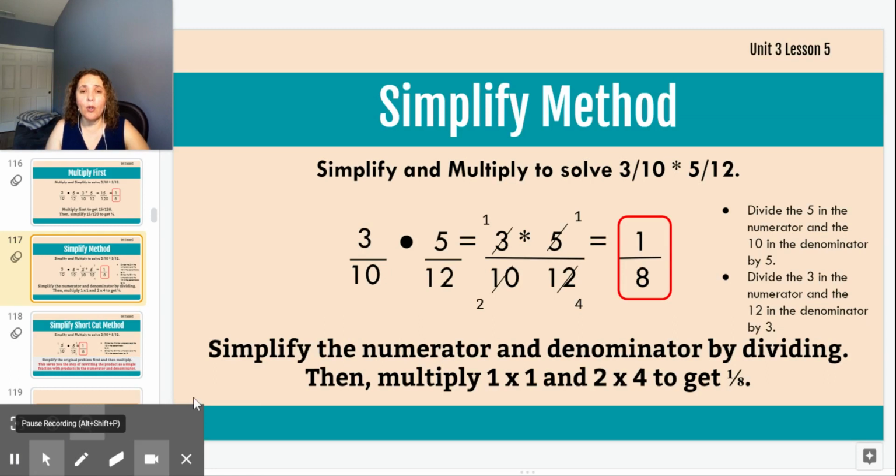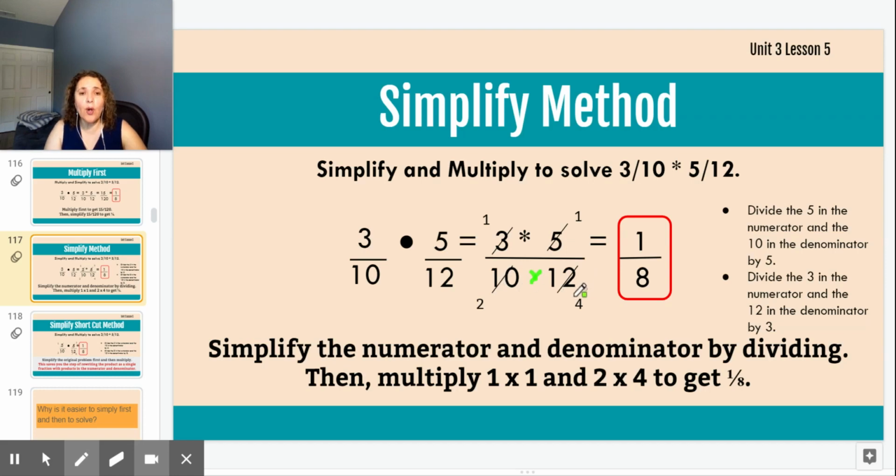Okay, if I were to do the simplify method, right? So 3/5 times 5/12. I just rewrote it. Remember, I just extended my fraction bar. And, oh, I forgot to put a multiplication sign there, so I'll just put an X. I just extended the fraction bar. Now, if I look at my numbers, I can see 5 and 10 both share a common factor, right? The common factor that they share is 5.